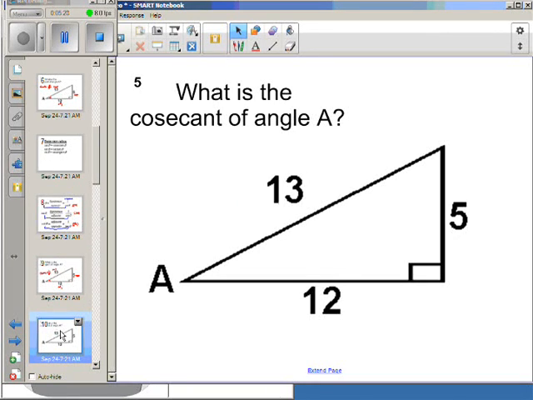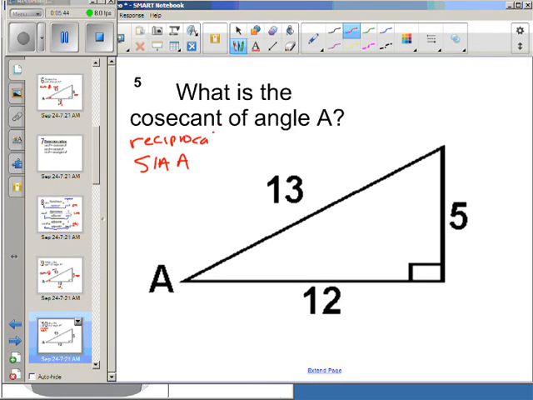Cosecant of angle A, if I think about reciprocal of, it has a co, so what's the other trig function of our first three that doesn't have a co? That's sine, so this is the reciprocal of sine A. And so sine is opposite over hypotenuse, so cosecant of A will be hypotenuse over opposite.